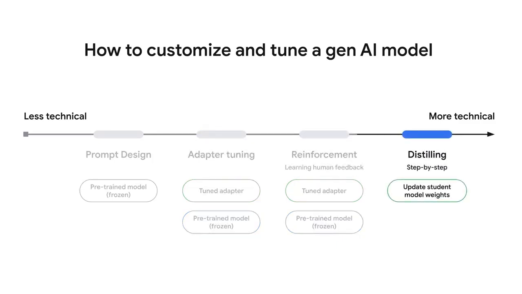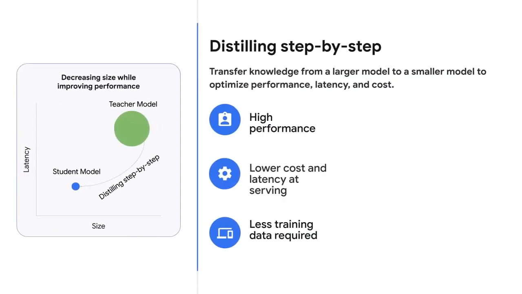Distillation, a more technical tuning technique, enables training smaller task-specific models with less training data and lower serving costs and latency than the original model. This technique is exclusive to Google Cloud. Through Vertex AI, you can access the newest techniques from Google Research available with distilling step by step. This technology transfers knowledge from a larger model to a smaller model to optimize performance, latency, and cost.